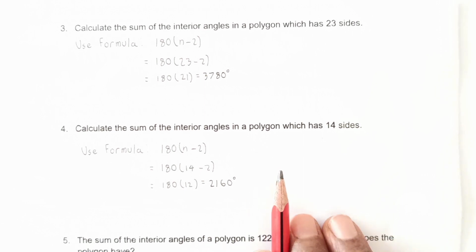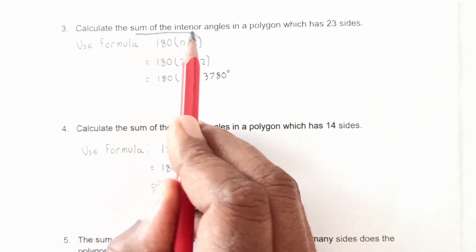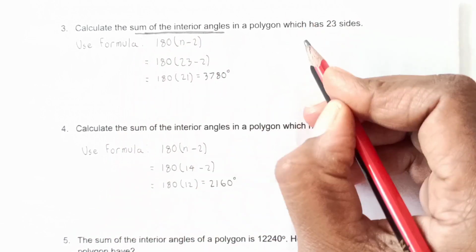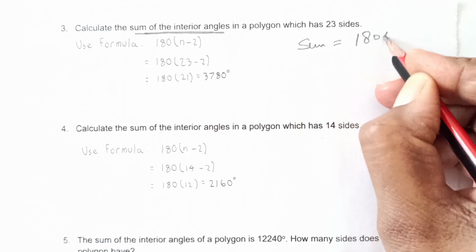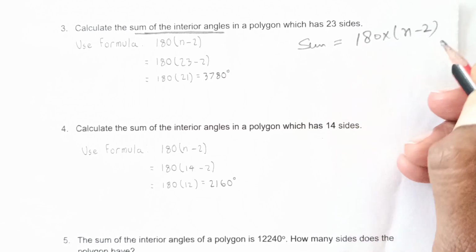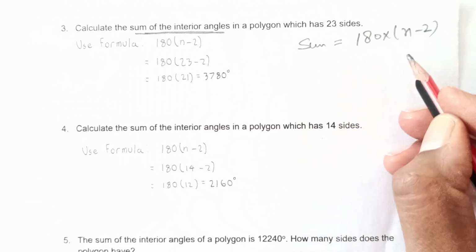Now here we have another category of questions where we have the sum of interior angles. As you know, the sum of interior angles formula is 180 times n minus 2, where n is the number of sides of a polygon. So that is the sum of interior angles.